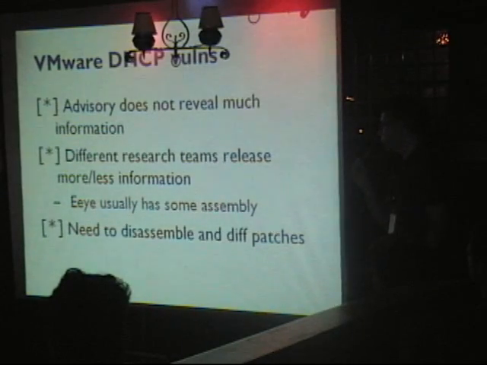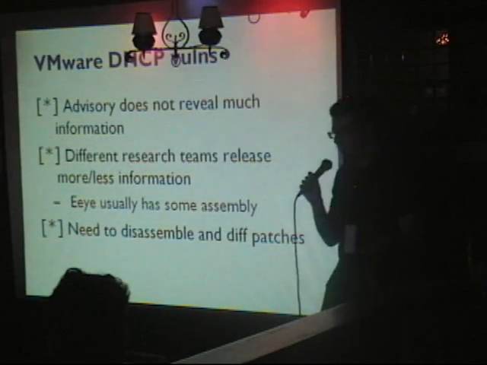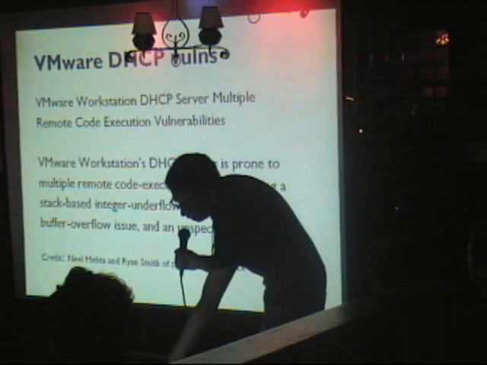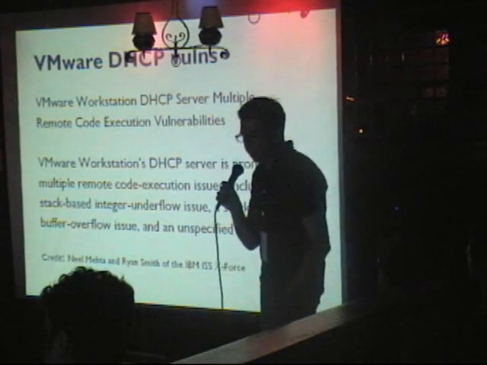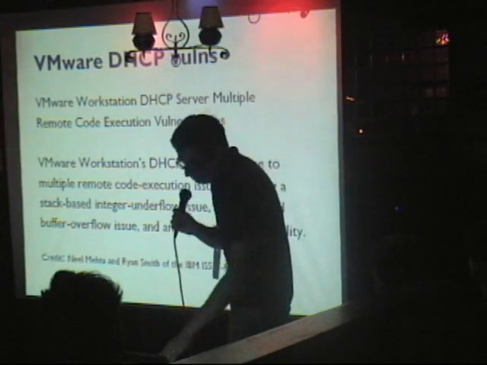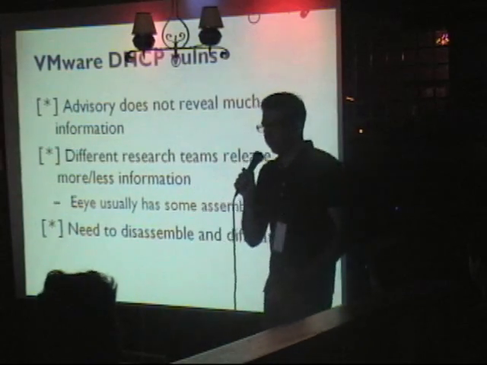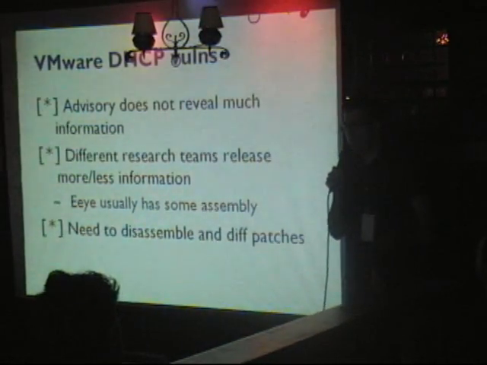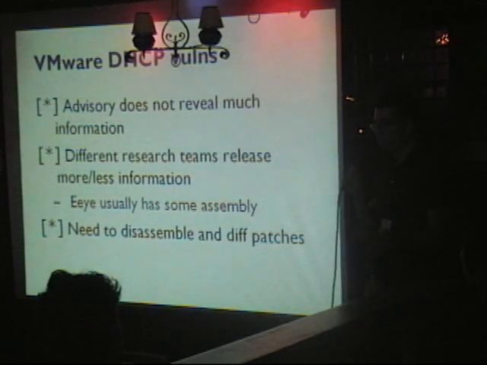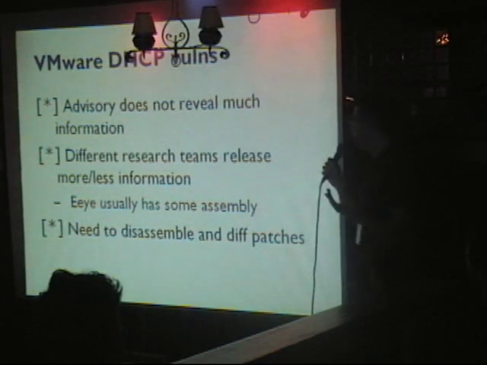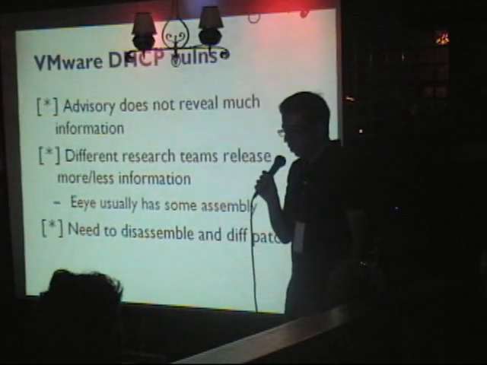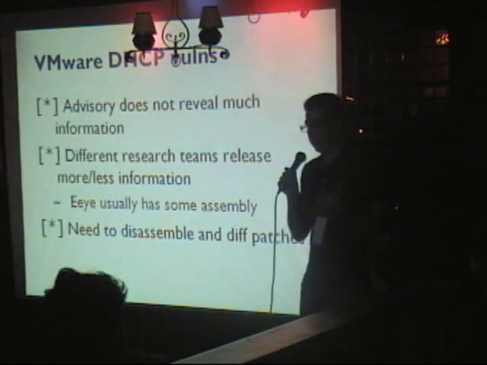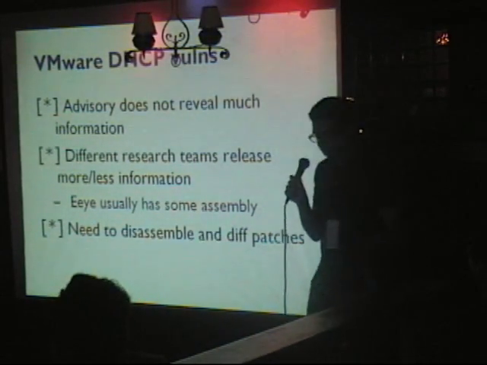What I posted in the previous slide is pretty much what the advisory says. There's no other real information about where the vulnerability is, so it's up to whoever is doing this type of work to figure it all out. The advisory doesn't give you very much information. Like I said before, some research teams give you more, some give you less. It's up to the policy of the company they work for, or if it's a private research team, whatever they want to do. There's really no standard on this. So you're going to need to disassemble the binaries and diff the patches.